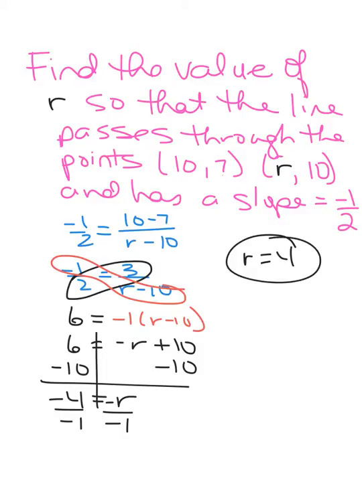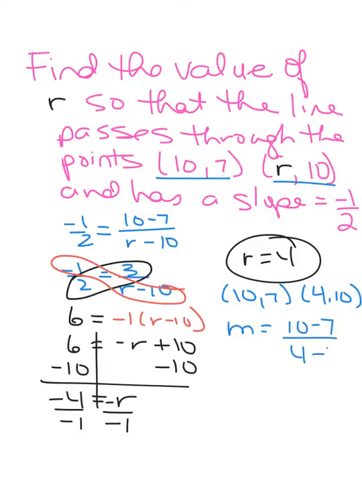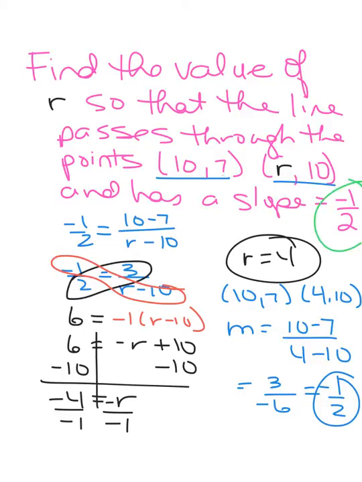my final answer. Now I always like when I can check things in math, so I'm actually going to substitute that back in to my original coordinates. So I have (10, 7) and I have (4, 10), and I want to use the slope formula. So I have 10 minus 7 over 4 minus 10. So that gives me 3 over negative 6, which is negative 1/2 as the slope. And if I look, I'm actually given negative 1/2 as my original slope, so I know that I did this problem correctly and that r has a value of 4.